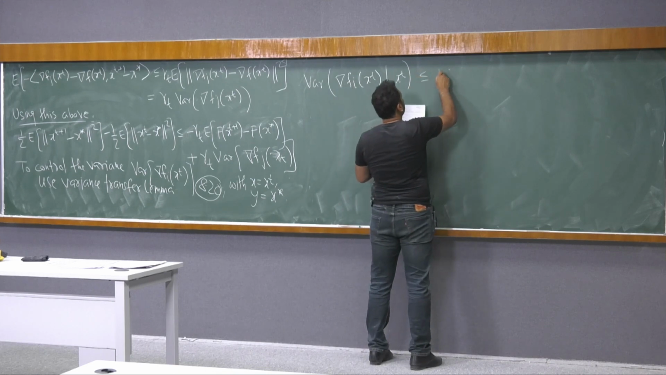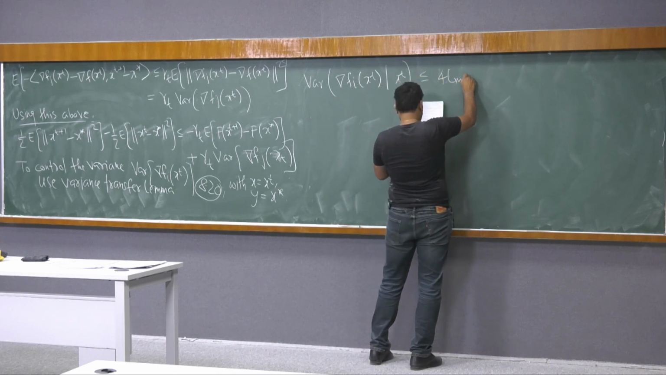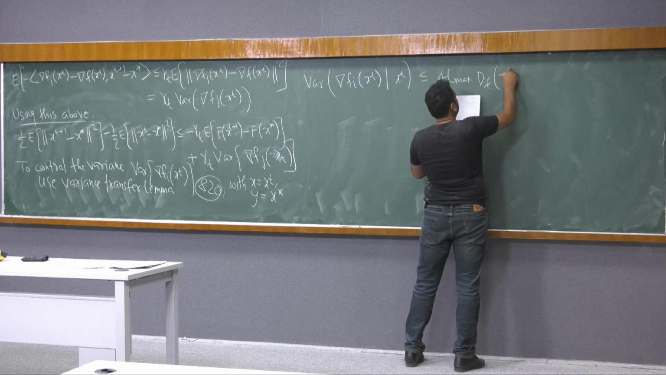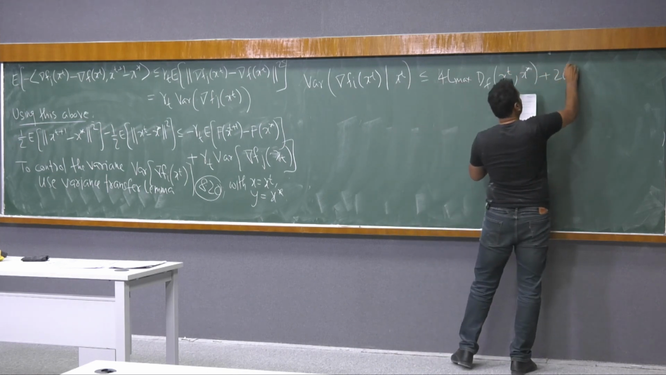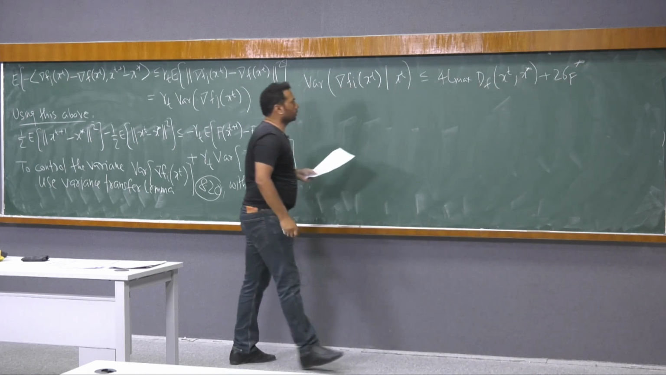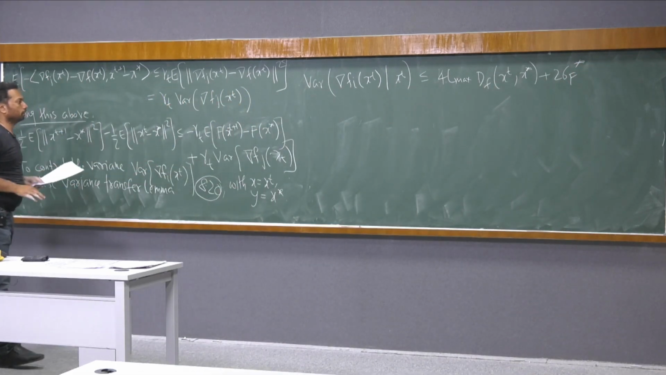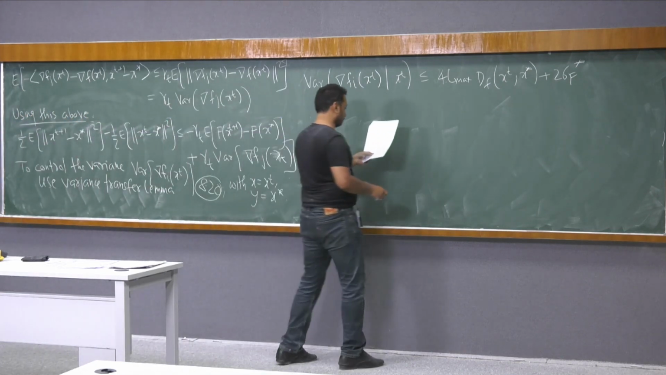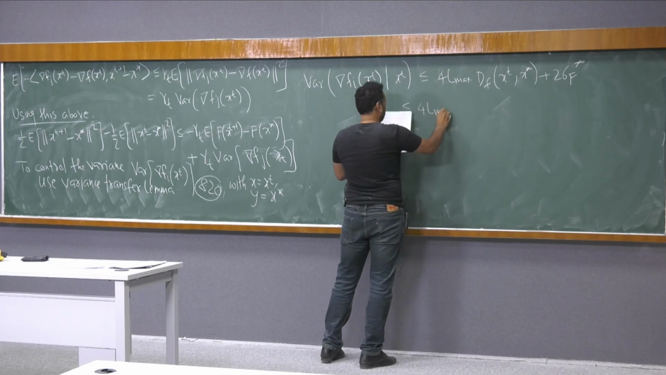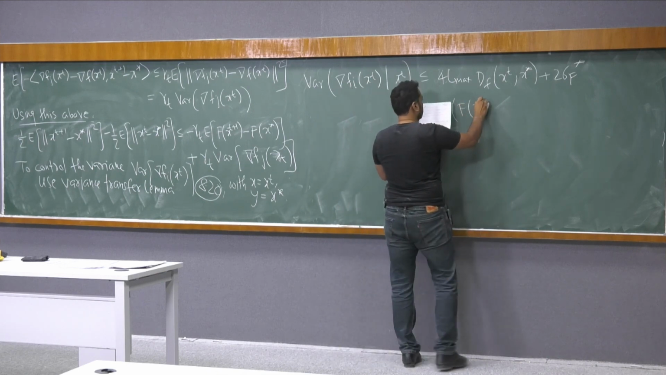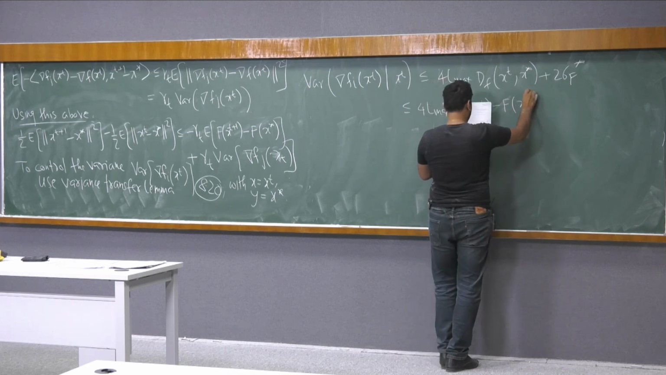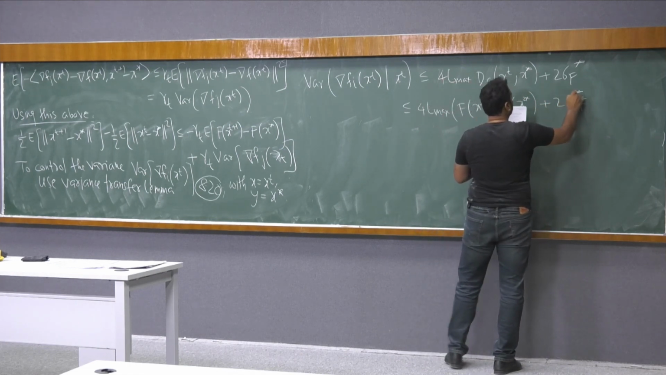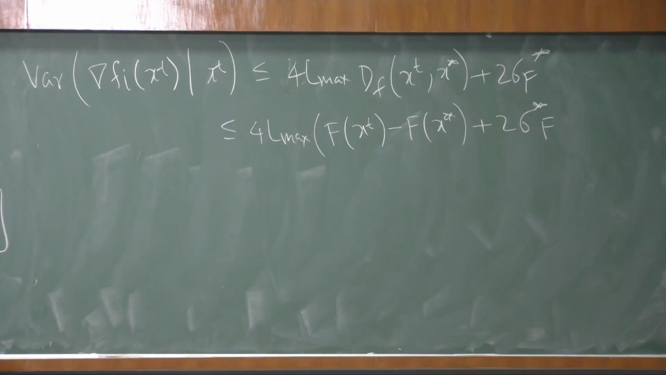So it's 4 L max D f of xt, x star plus 2 sigma f star. These are from the variance transfer lemma. We just take it as a truth, and then this is further less than or equal to 4 L max, f of xt minus f of x star plus 2 sigma star f. All this is from the variance transfer lemma. We may check that separately. So let us assume that all this is true, taking expectations above and inserting this inequality for the variance transfer.